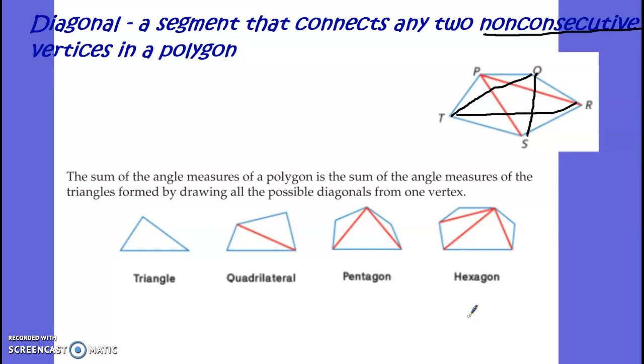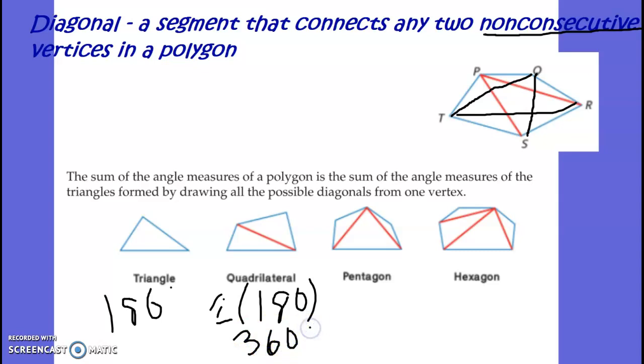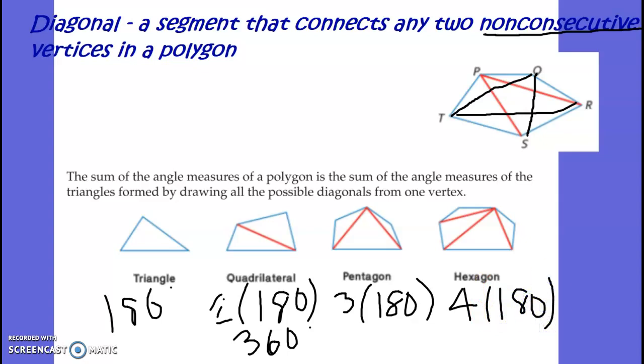So our triangle right here had only one triangle, so that was our 180 degrees. Our quadrilateral formed two triangles, so that's 2 groups of our 180 degrees, which gives us our total of 360 degree sum. Our pentagon formed 3 triangles, so that's 3 groups of 180. And then our hexagon formed 4 triangles, so 4 groups of 180 degrees.